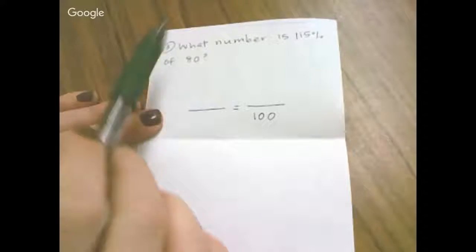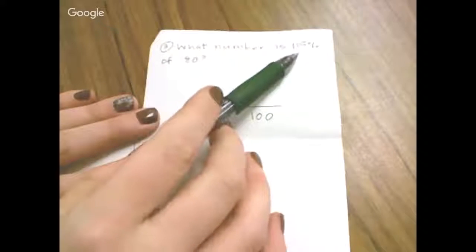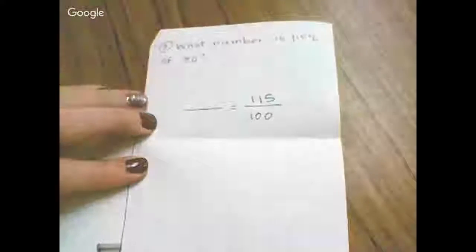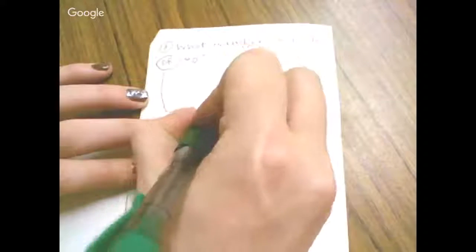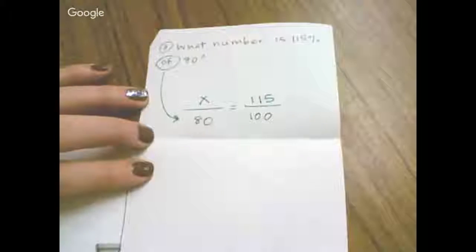This is just a standard. What number is 150% of 80? So looking at what I'm given, I have the percent. That's going to go above 100. And then I have of 80. So that word of tells me that that number is going in the bottom. So of 80. And I'm asking what number is that?